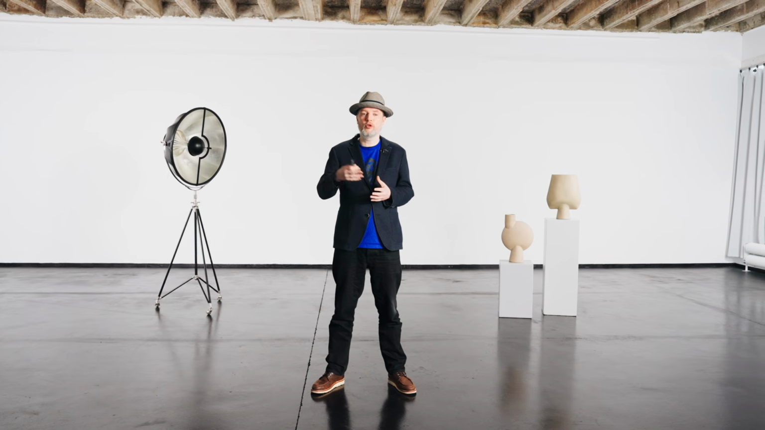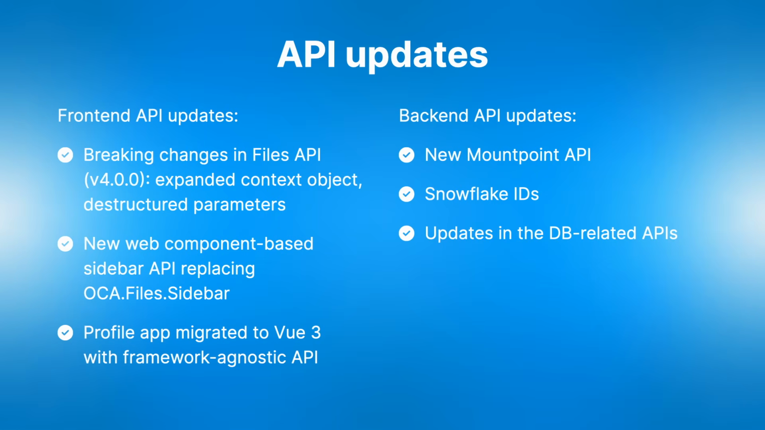On the front end, the Files API package is using an expanded context object with the current folder and file list, and action handlers are using destructured parameters instead of positional arguments. We've also replaced the legacy OCA.files interface.